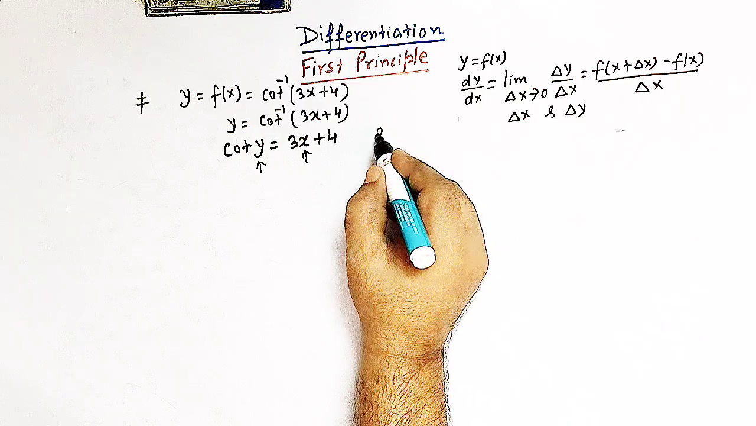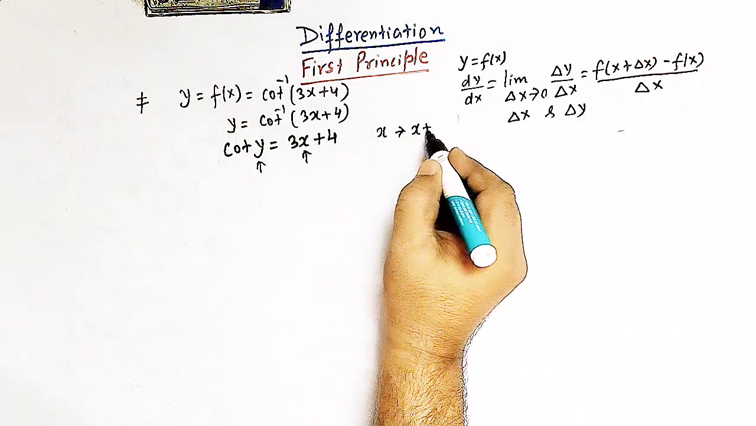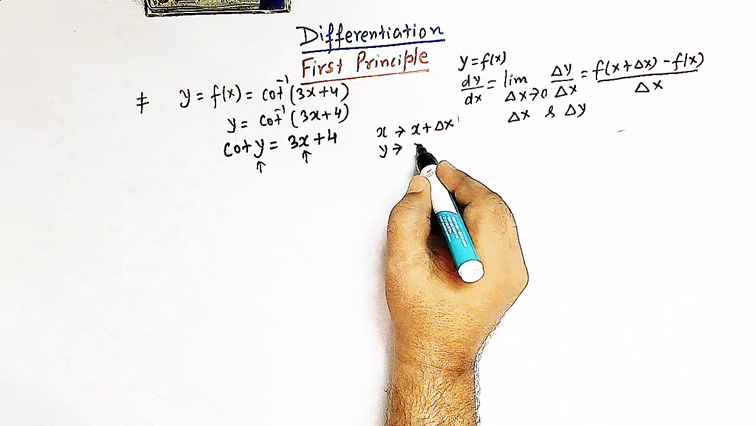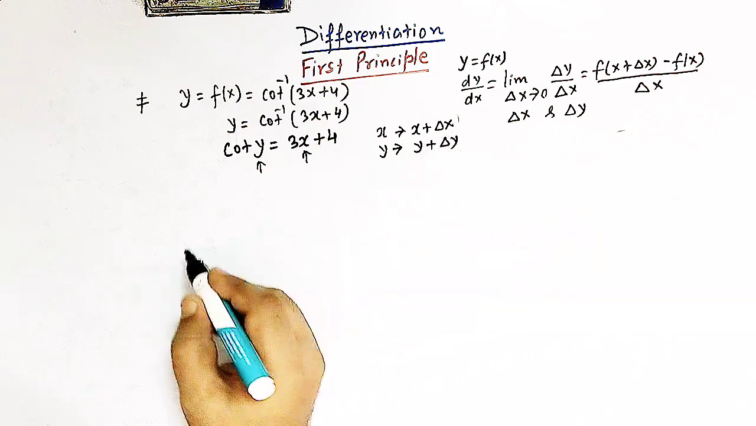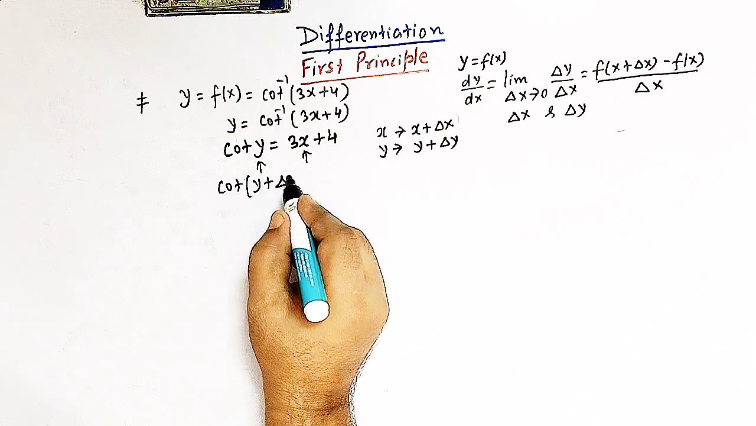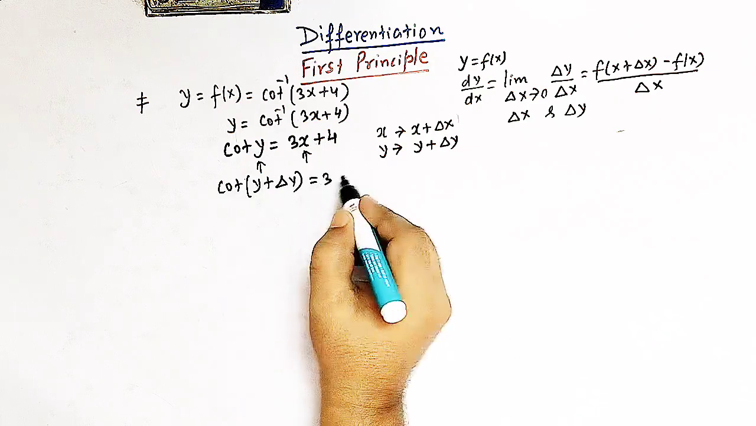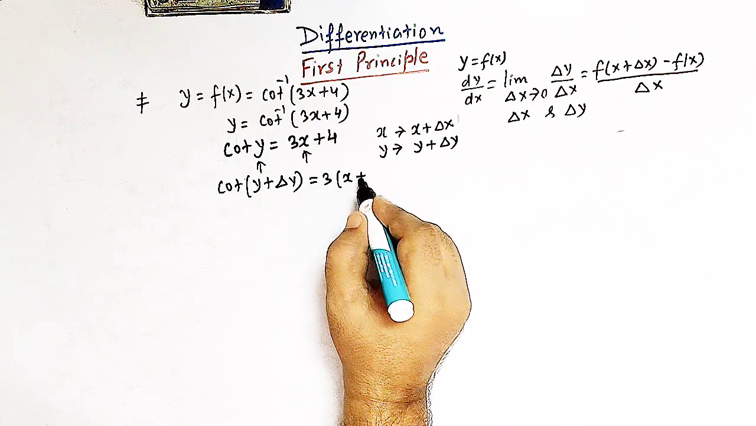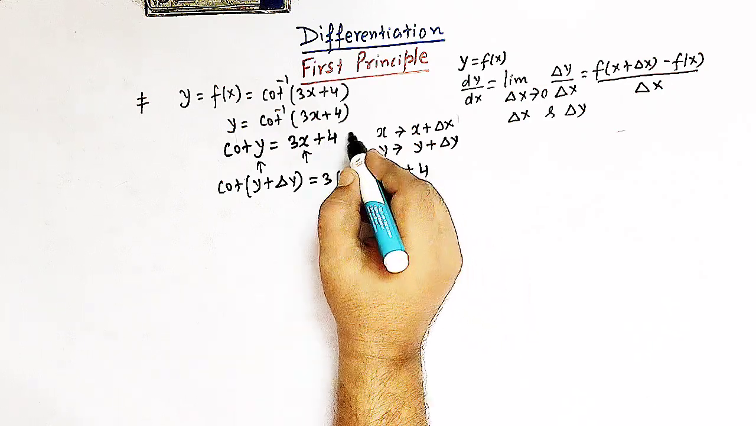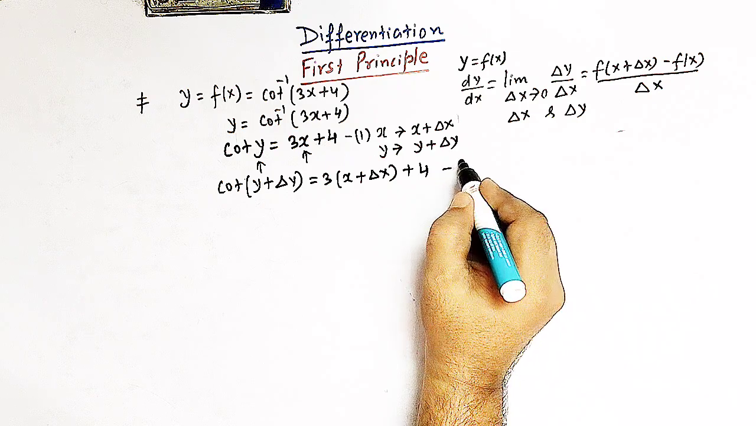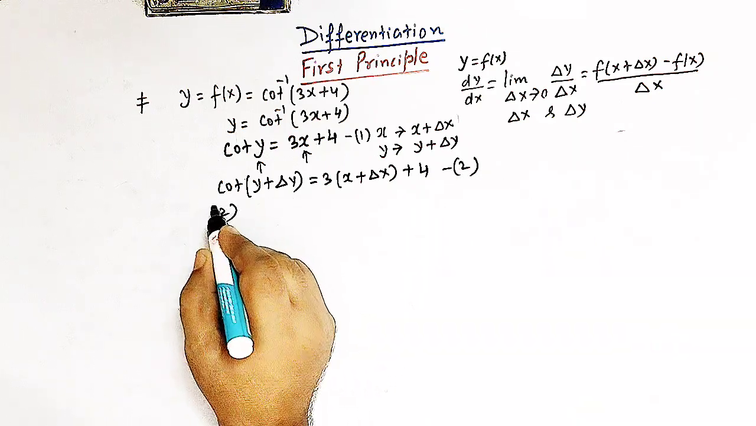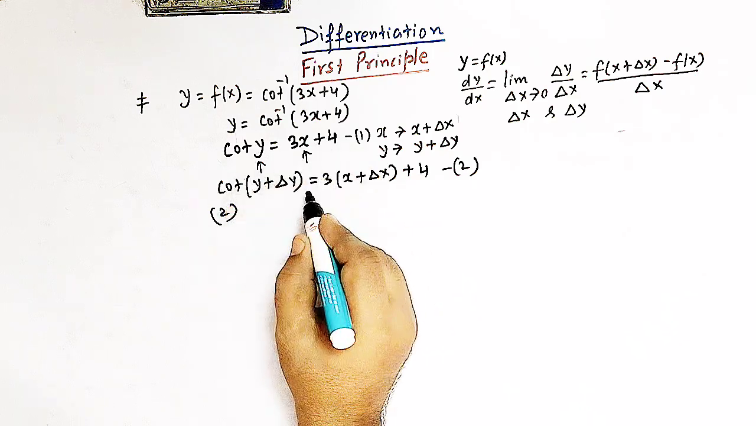So let us increase x to x plus delta x, so that y is increased to y plus delta y, right? So we have cot of (y plus delta y) is equal to 3 times (x plus delta x) plus 4, right? So now this is equation 1 and this is equation 2. So let us subtract 1 from 2.